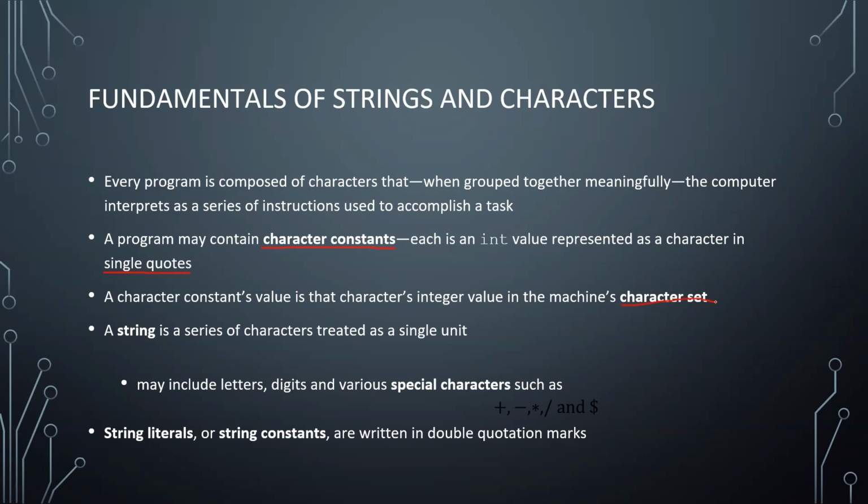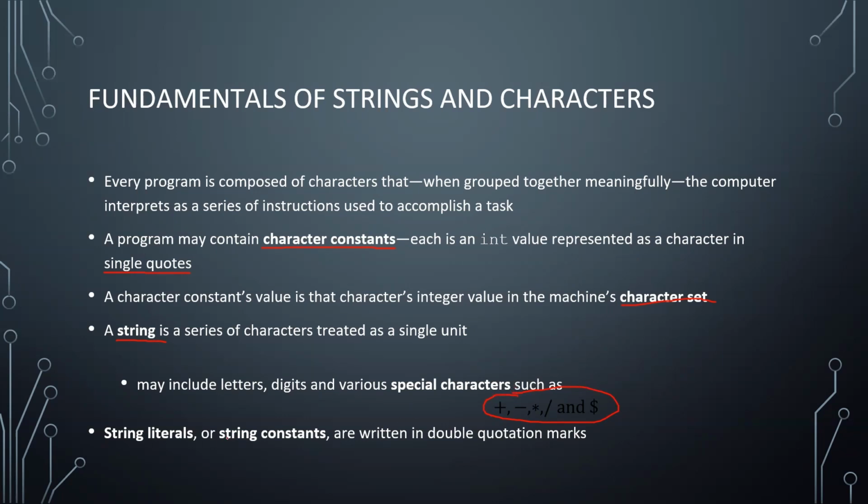Now, basically, your machine, your compiler, it will assign integer values to things like A, B, C, even lowercase a, b, c versus uppercase A, B, C. A string is nothing more than a series of those characters that are treated as a single unit. So we can look at a word as individual letters or individual characters. When we speak of these strings, we can actually use other special characters as well. So we can use things like symbols, plus, minus, multiply, percent sign, ampersand, things like that. All of those are considered characters.